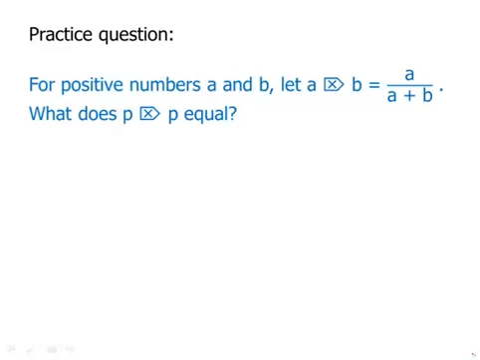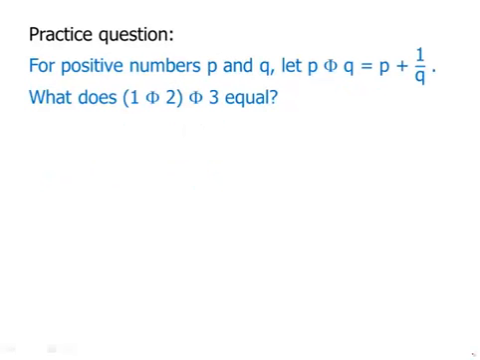Okay, so this rule says that the first number is going to go into the numerator and the sum of the two numbers is going to go into the denominator. So p arrow p, that means we're going to get a p in the numerator and a p plus p in the denominator. Of course, p plus p is 2p. And we have p over 2p, the p's cancel, and we just get 1/2. So p arrow p has a value of 1/2.